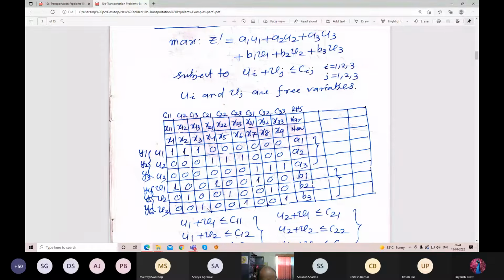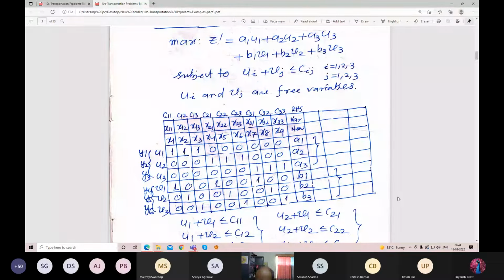So how many variables, how many primal variables? There are 9 primal variables. How many dual variables? There are 6 dual variables. How many primal constraints? There are 3 plus 3, so there are 6 equality-type constraints.